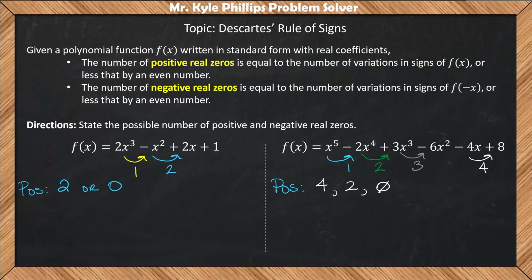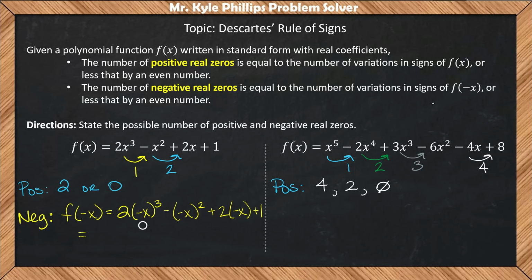Now let's talk about the negative. So if I want the number of negative real zeros, this says the number of negative real zeros is equal to the number of variations, so we're doing the same thing, in signs of f of negative x. So what we need to do is plug in a negative x into our polynomial and then look at our sign variations. So let's do that. If I'm substituting in a negative x, that would be 2 times negative x cubed minus negative x squared plus 2 times negative x plus 1.